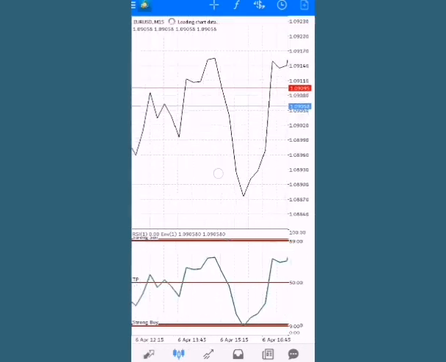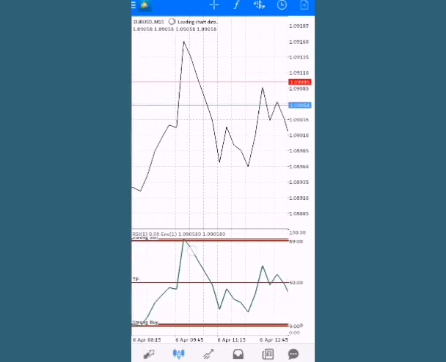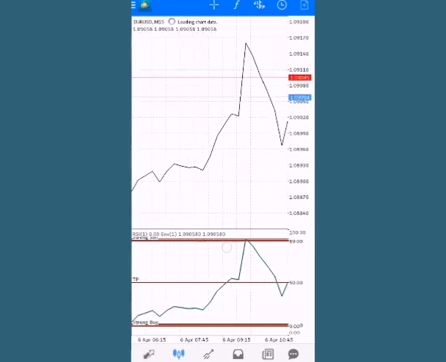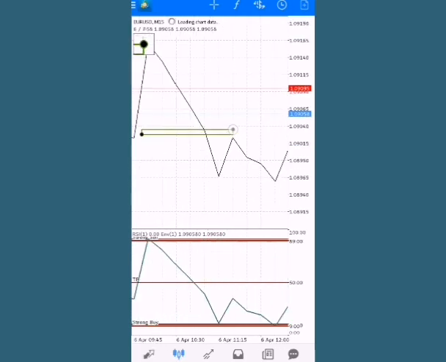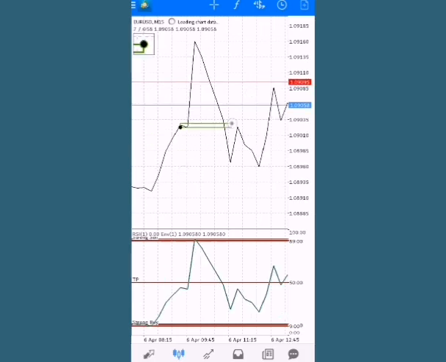Let's find more entries. This is repainting. Okay, right here it looks like a signal. I'm going to mark the previous corner before that. Should be this one. Let me zoom out a bit. It should be this one.